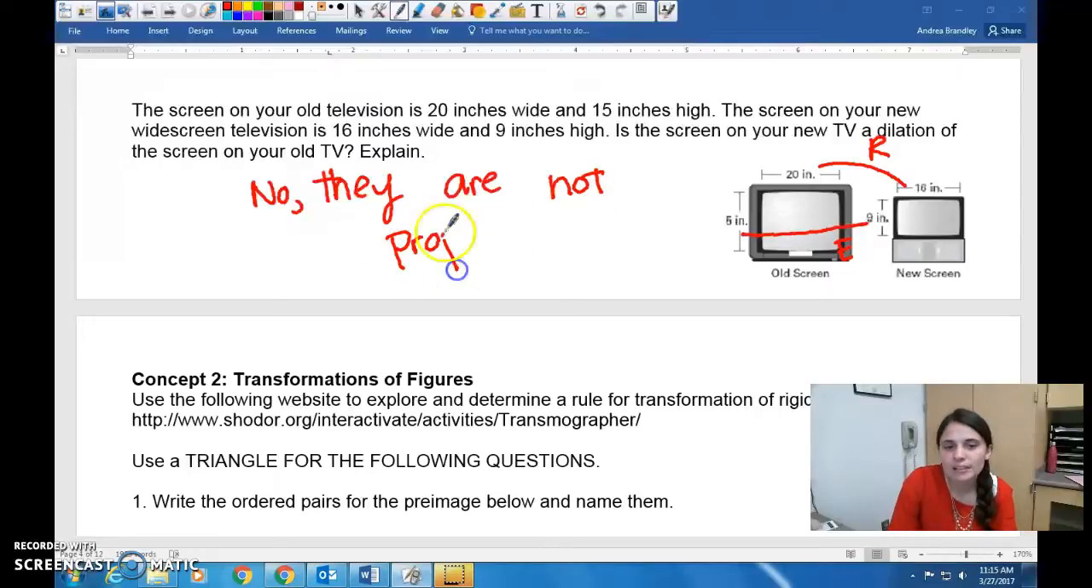So those are the basic concepts that I think are very important to understand when it comes to dilations.